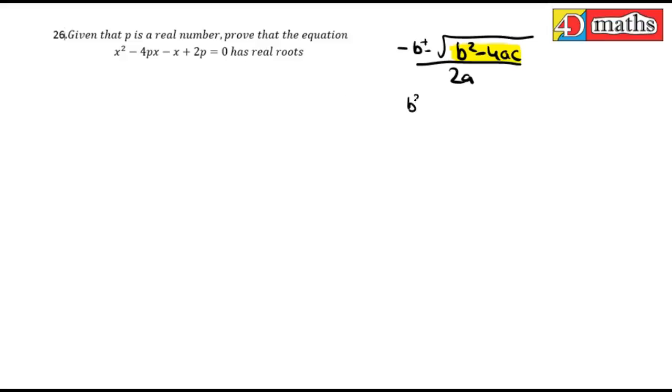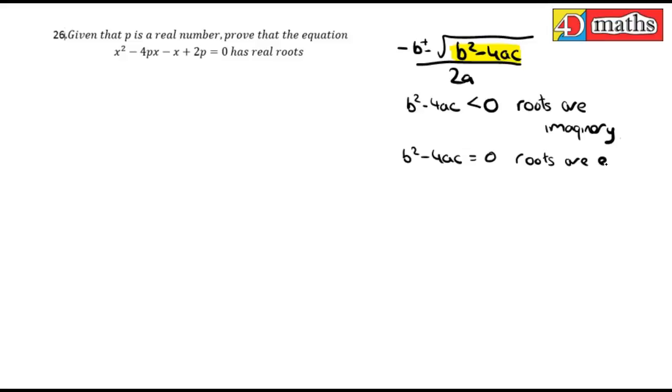For example, if b squared minus 4ac was a negative number, less than 0, could we get the square root of a negative number? We couldn't, so therefore the roots are imaginary. Okay, not the scenario we want. Another scenario is if b squared minus 4ac was equal to 0. Then we could say the roots are equal.